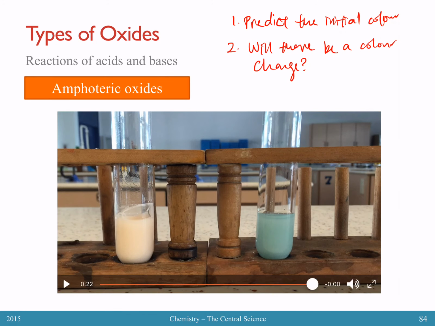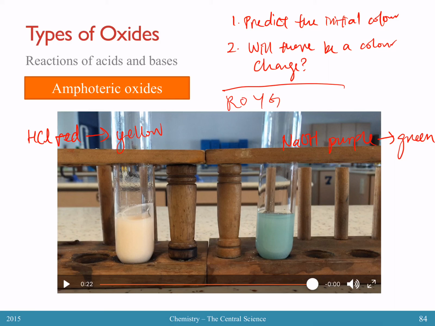Now you see that the initial color for your NaOH was purple and it changed to green. Correct? The initial color of your HCl was red, and it changed to yellow. If you draw the rainbow, red, orange, yellow, green, blue, indigo, violet, from purple, like violet, it shifts down. From red, it shifts up.